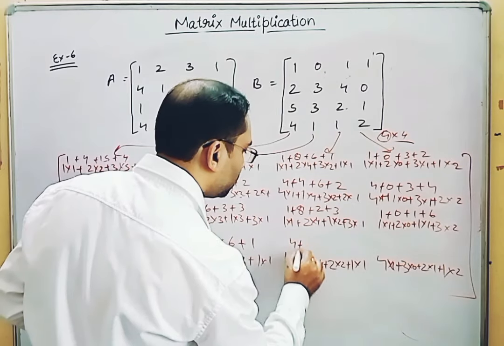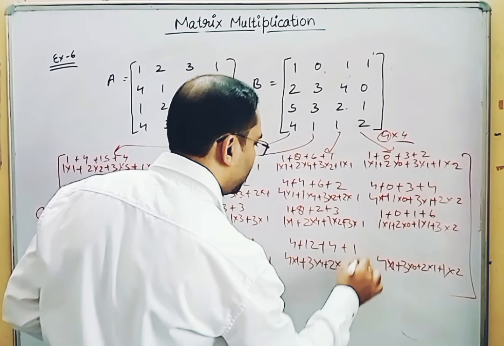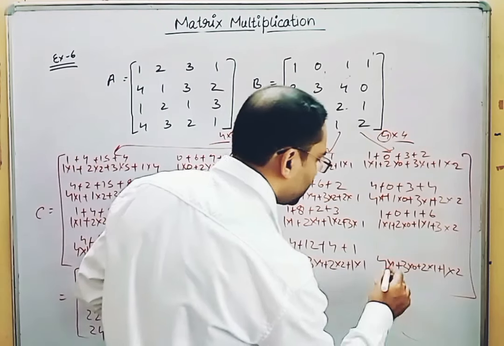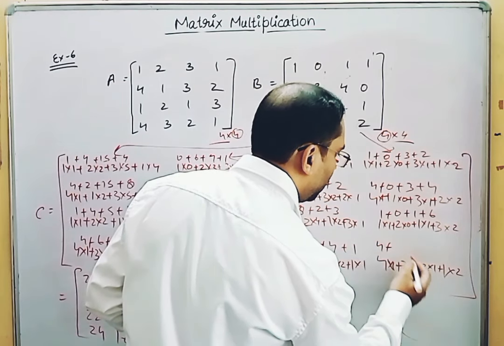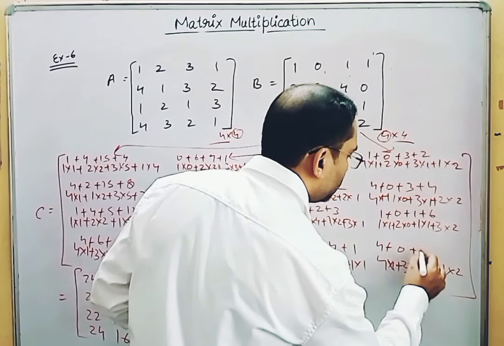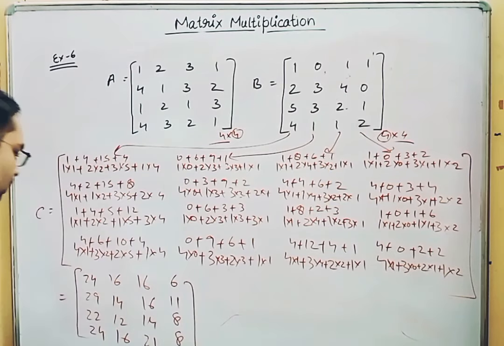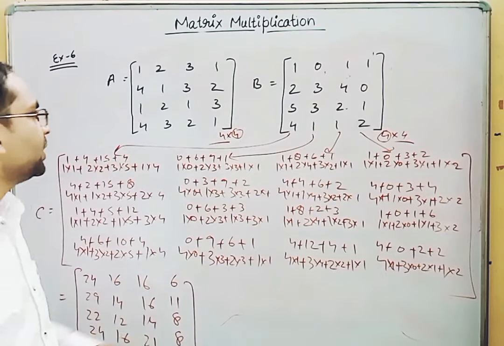Next is 4 into 1, 4, 3 4s are 12, plus 2 2s are 4, plus 1 into 1 that is 1. So this will be 16 and 21. Next, and the last one, 4 into 1 that is 4, 3 into 0 that is 0, plus 2 into 1 that is 2, and lastly 2 into 1 that is 2. 4 and 2, 6, and this is 8. So we can see we have solved a 4 cross 4 matrix multiplication as well.